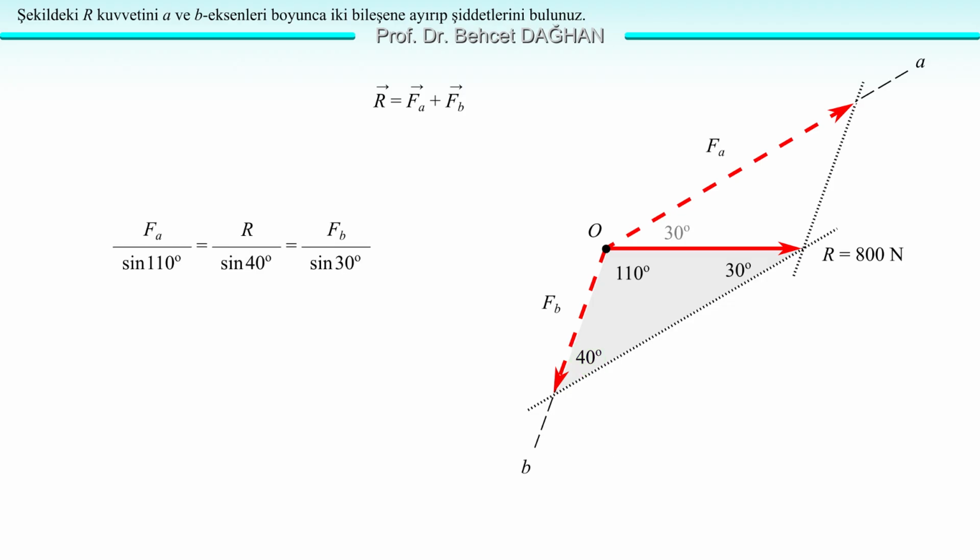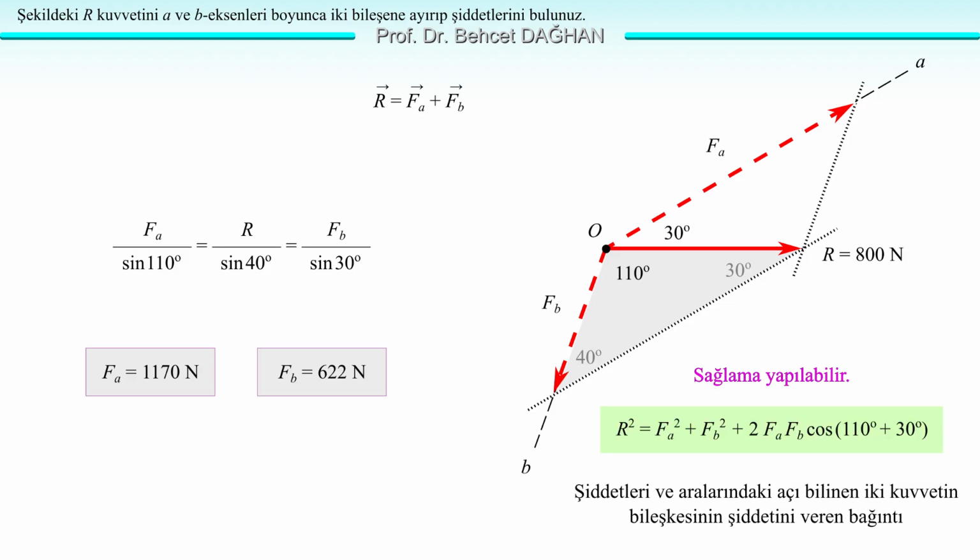The side opposite 110 degrees is the FA component, the side opposite 40 degrees is R itself, and the side opposite 30 degrees is the FB component. So we write FA over sine 110 equals R over sine 40 equals FB over sine 30. We find FA from the equation on the left. We find FB from the equation on the right. FA equals 1170 newtons, FB equals 622 newtons. These values we give are rounded off. In newtons, we can round off after the decimal point.